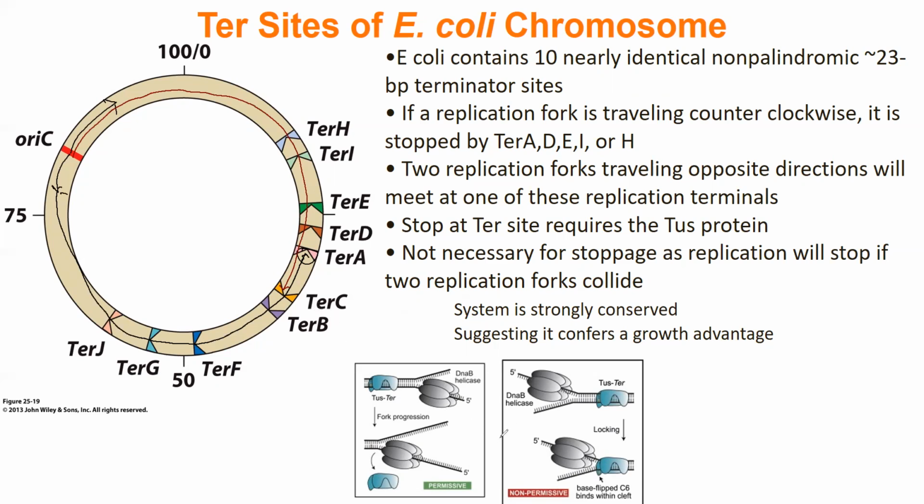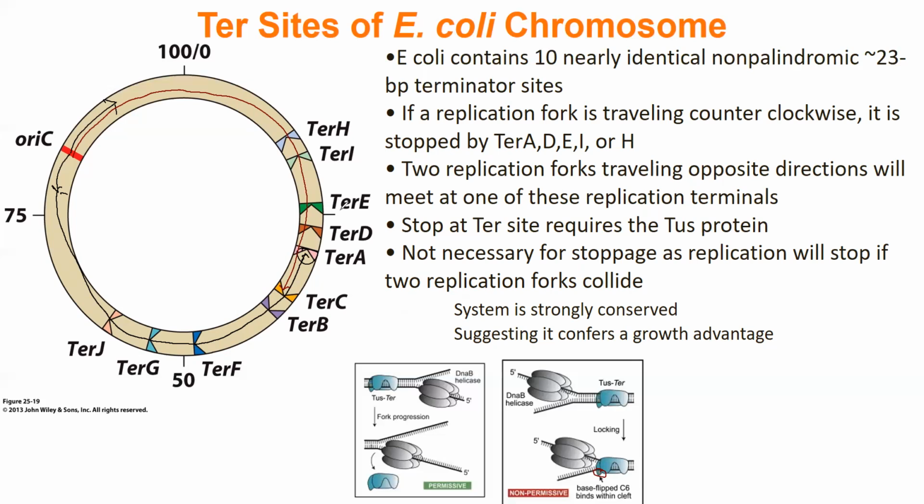And that's what's being shown here in this image. And the left image, it's like we're going counterclockwise and we hit TER J. And if we hit it from one direction, the TUS-TER complex falls off and we can continue. However, if we go and run into like TER A, we're coming at it from the other direction. And what happens is this TUS-TER will flip out some nucleotides and make this replisome just stop dead in its tracks. Because since these nucleotides are no longer facing the right way, our DnaB can't work anymore. It has no nucleotide to bind to, so it can't continue to unzip.